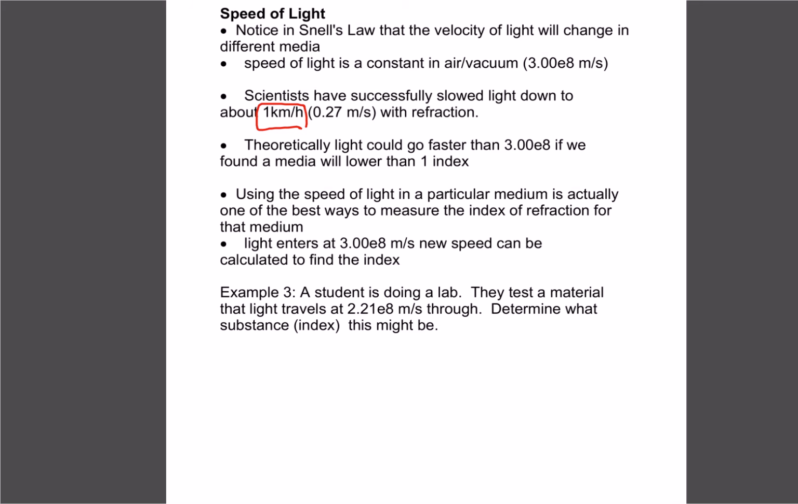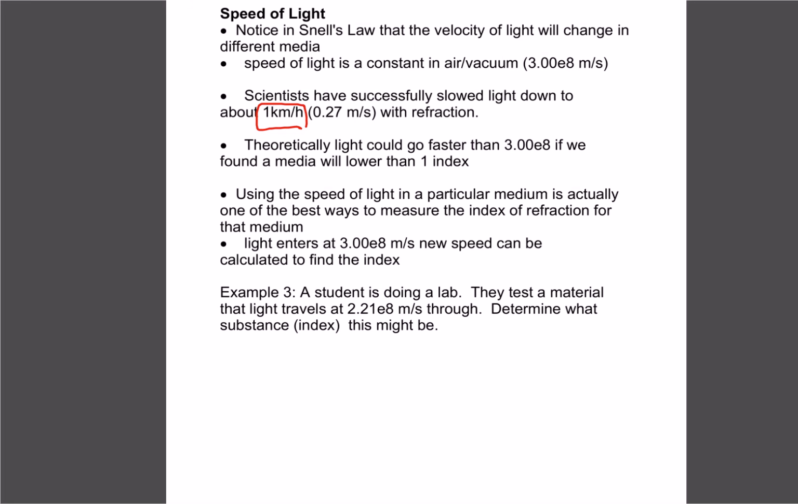Theoretically, we could go faster than 3 to the 8th if we could ever find a medium that's less than nothing, less than space, which is pretty tough. So that's why we use 1 as sort of our standard. Quite often that's how they'll figure out an index. They'll shine light through it, figure out how the light changes, and then from there they can figure out what the index of refraction is for that object.